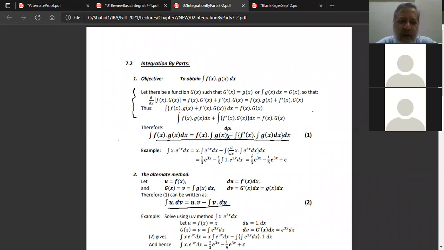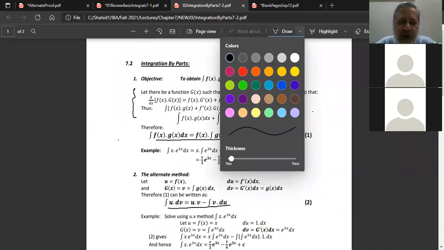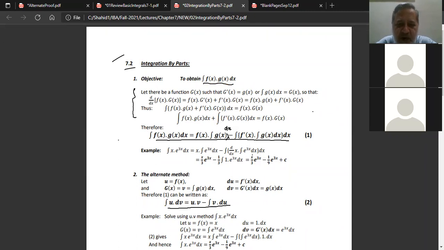Now, when we have the heading integration by parts, we have an integral that involves a product of two functions. In differentiation, we had the formula for the derivative of the product of two functions. Here we have to develop a formula for the integral of the product of two functions. The integrand is now a product of two functions. First, I have noted as small f, a second as small g.